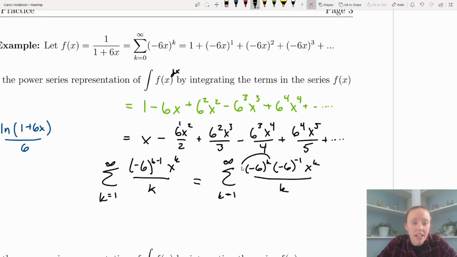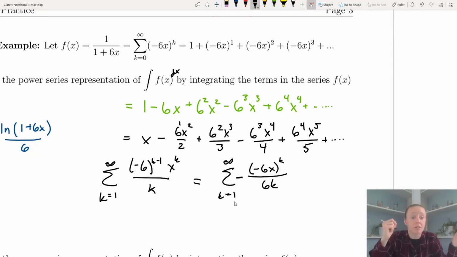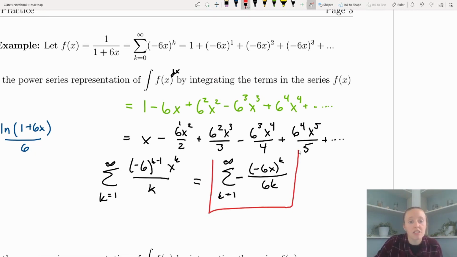Now I'll be able to combine my negative 6 to the k with my x to the k, but my negative 6 to the negative 1 is going to drop down into my denominator. So I'll rewrite this as negative 6x to the k all over a negative 6k. Or I'll go ahead and put this negative right here, just to make it a little more clear. Or I can even pull that negative out in front of my series. Either way of doing it, it's fine. So this is a good power series representation of the integral of f of x.